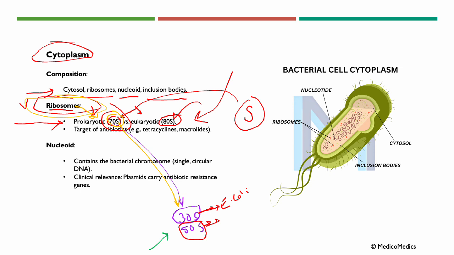Now, what about the eukaryotic cells? Here we have 80 Svedberg units, right? Now, 80S ribosomes in eukaryotes are larger than in prokaryotes, and their small subunit is 40S, and their large subunit is actually 60S.